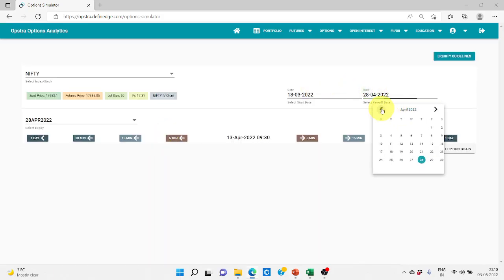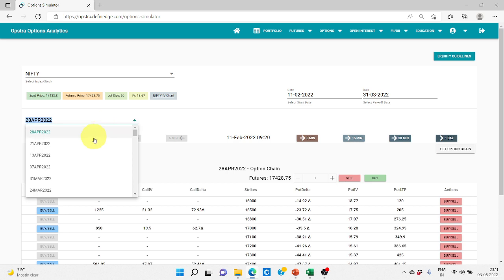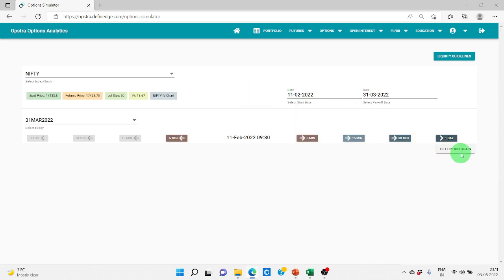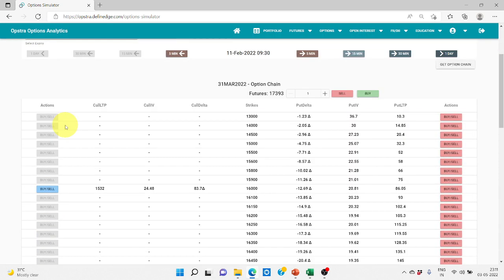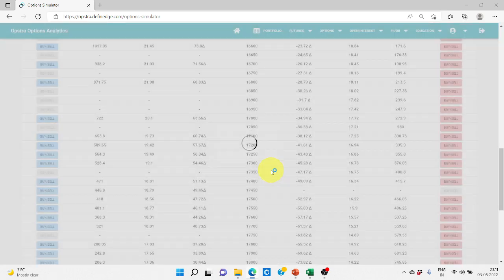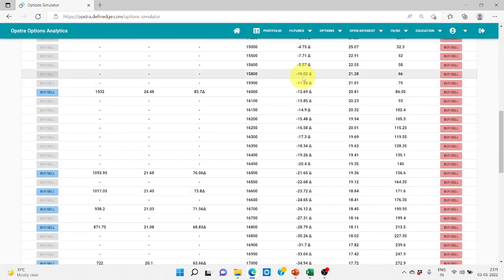So for the month of March, expiry is on 31 and we are going to enter in the month of February. February also has only 4 weeks, so we are going to enter on the 11th, and this is March expiry. So 920, let's see where the market is. Market is 17,400. At 17,400, we are going to sell one lot each, and 15,500 will buy. Shall we?